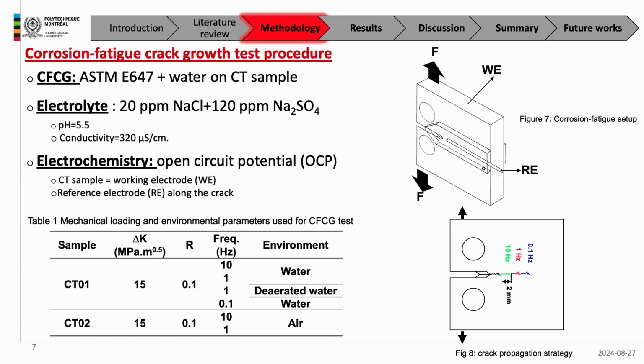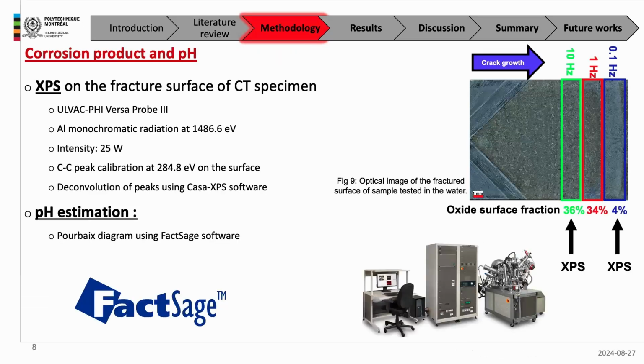The reason for that is to keep the plastic zone ahead of the crack constant, so that we have one single parameter changing, that is frequency, and the environment, as we are conducting the test in air and water. Then once the sample was done, we broke it in half and analyzed the corrosion products using XPS analysis. And then we plotted the Pourbaix diagram using thermodynamic calculations with FactSage software, and then we started to do our estimations of the hydrogen concentration.